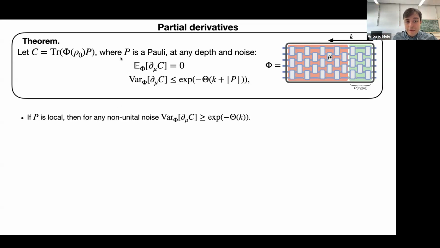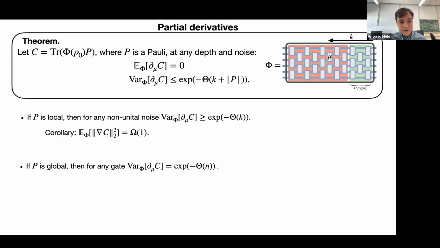Also, we show that if P is local, like Z1 or XX, something where the number of non-identity Paulis is just order 1 in the number of qubits, then for any non-unital noise we have a matching lower bound for this upper bound, and that means that these gates are trainable in the last log n layers. As a corollary, the expected value of the gradient norm square is also a constant. That means that the probability of finding a gradient norm that is not exponentially concentrated is very large. So it is very likely to find a point in the parameter space where the gradient norm is large.